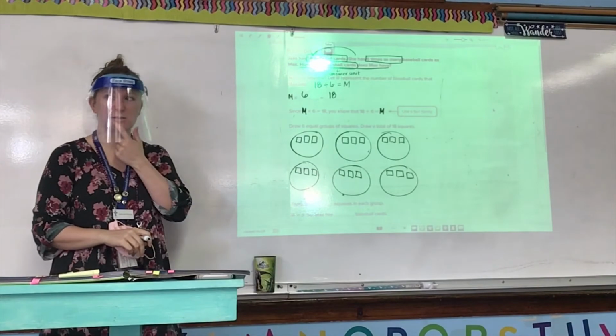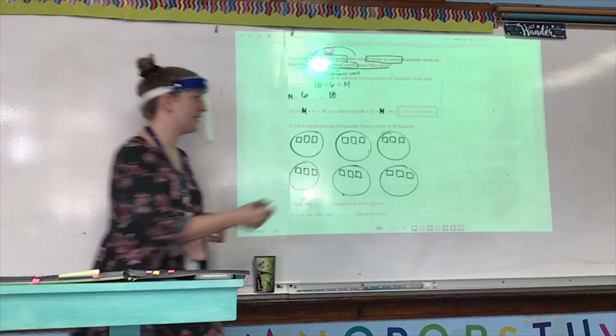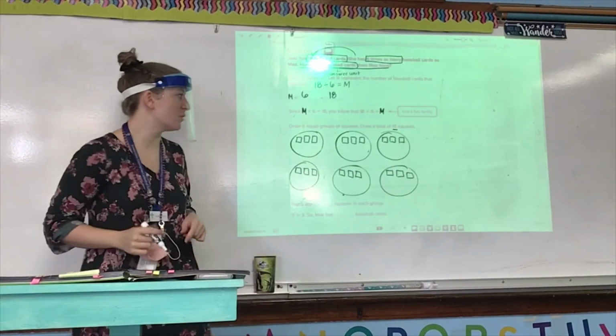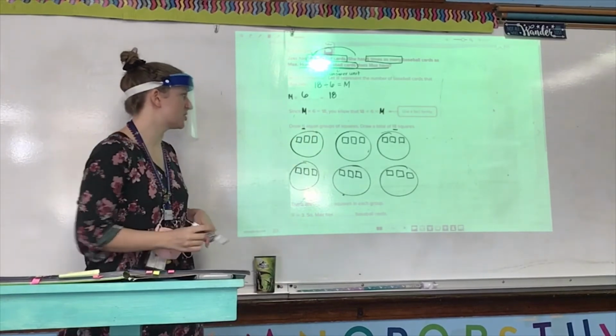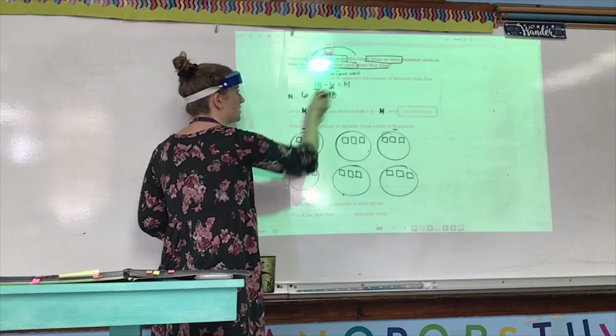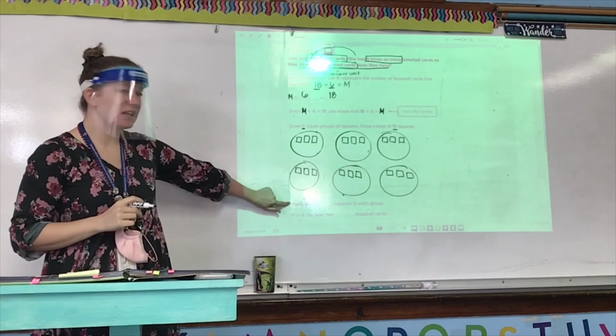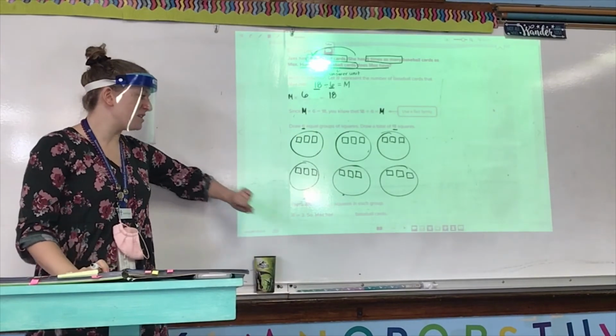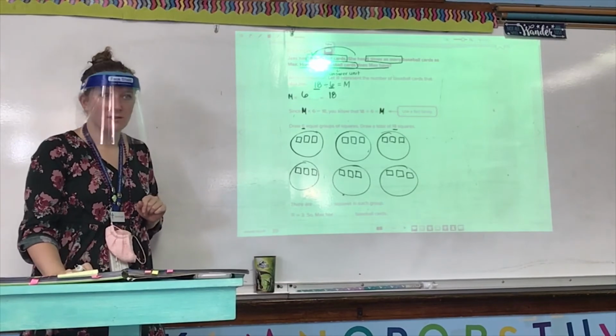Do I keep drawing squares? No, I got to my 18 squares. I've got my 6 groups. So that means I'm dividing those 18 squares into 6 equal groups to get the number in each group. How many squares are in each group?